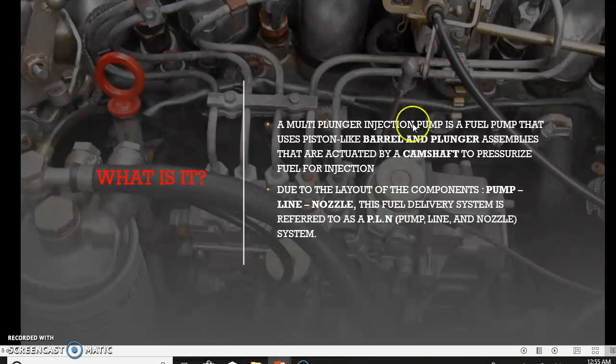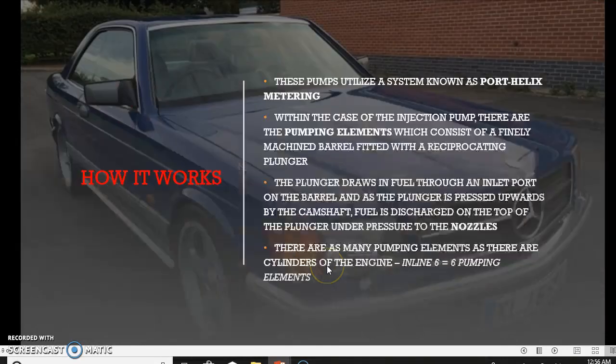Okay. So what is it? A multi-plunger injection pump is basically a fuel pump that uses piston-like barrel and plunger assemblies that are actuated by a camshaft to pressurize fuel for injection. Okay. Due to the layout of these components, you have the pump followed by the lines coming out of the pump and then going to the nozzles. This type of fuel delivery system is referred to as a PLN, pump line nozzle fuel system. Okay. These pumps utilize a system known as a port helix metering system.